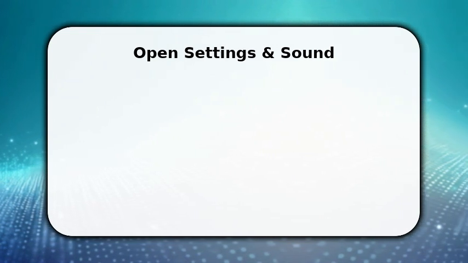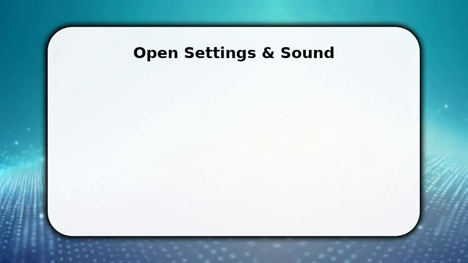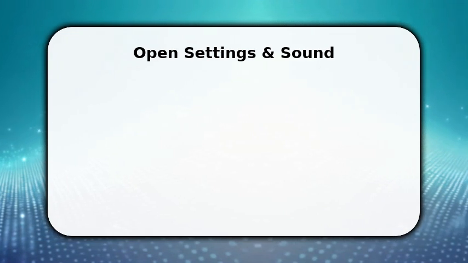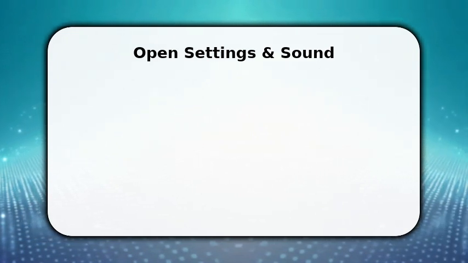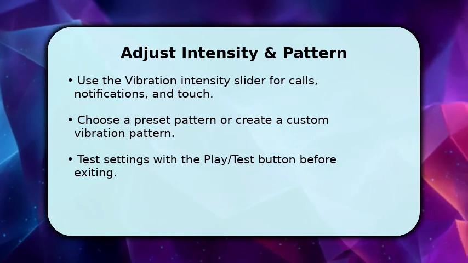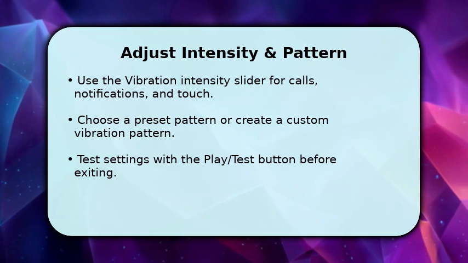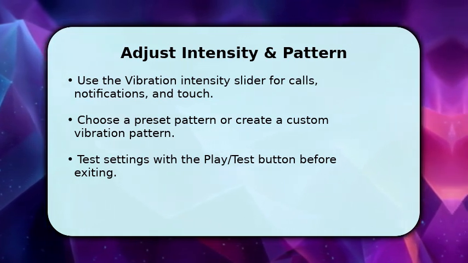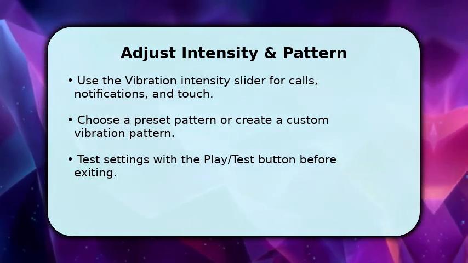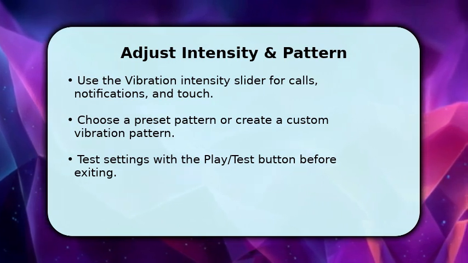Tap vibration to open intensity and pattern controls, because that is where you set how strong and when your phone vibrates. Now adjust vibration intensity. Slide the call, notification, and touch sliders to increase or decrease strength. This directly changes motor power, so louder environments often need higher intensity.